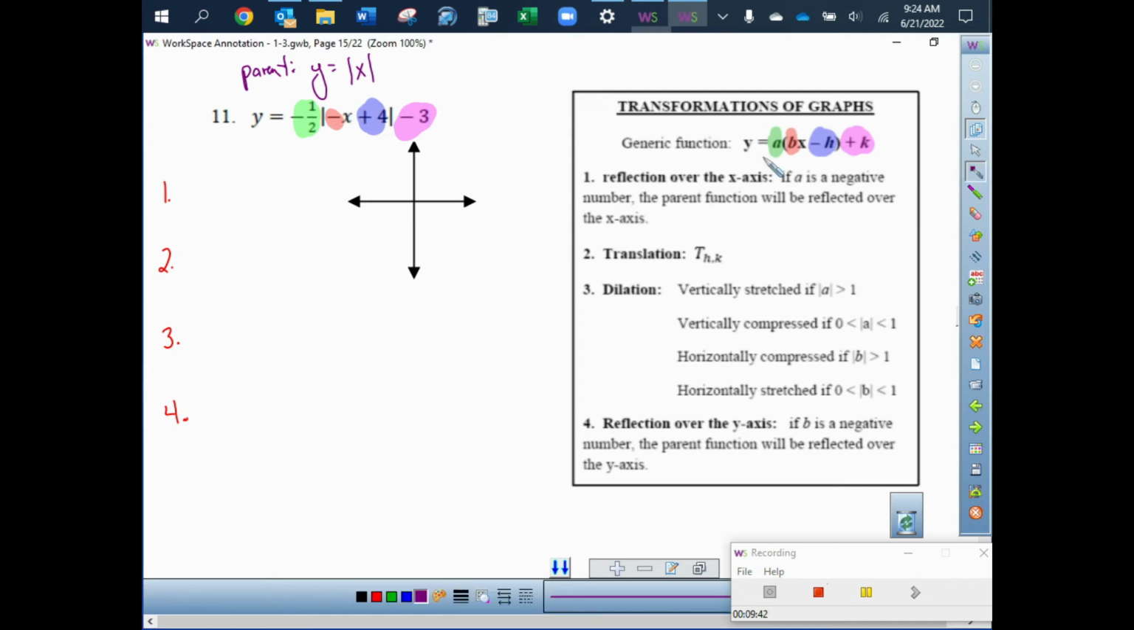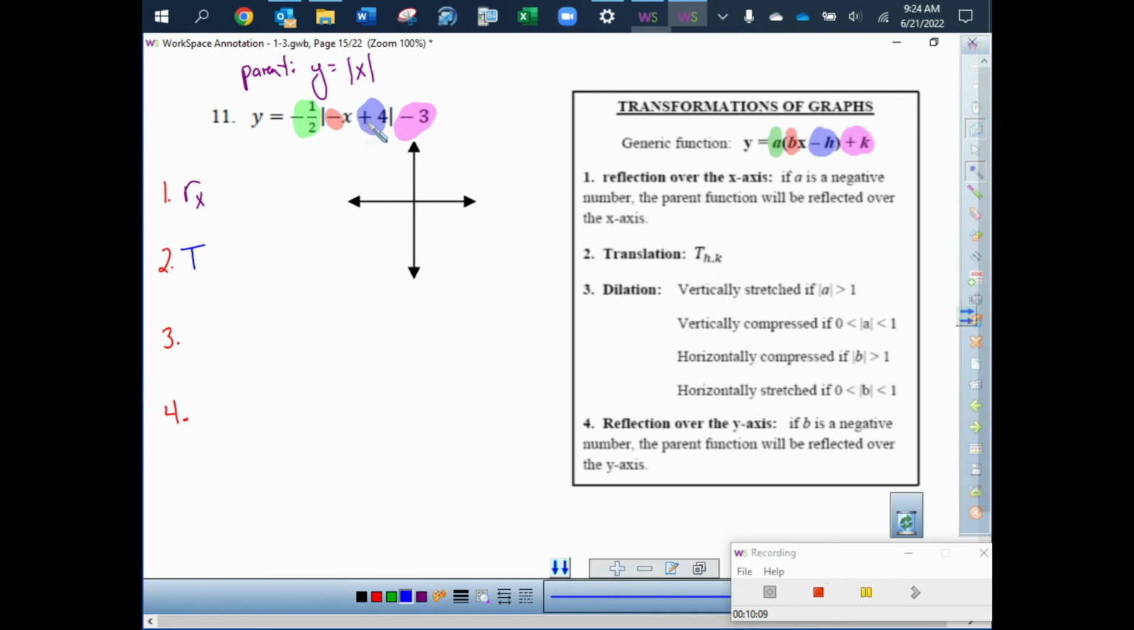Now let's see what happens. First of all, this is a V graph that normally opens up. All parent absolute value guys open up. Has this guy been reflected over the x-axis? It's about if this is negative. And he is, so it has been reflected over the x-axis. That means our sketch is going to have a V opening down. But what else has happened to the V? Well, it's been translated somewhere, so we'll put the big T for translation.